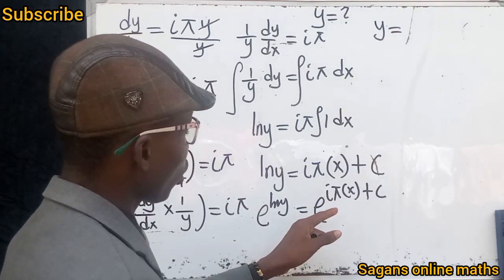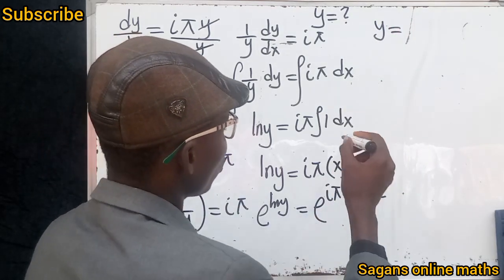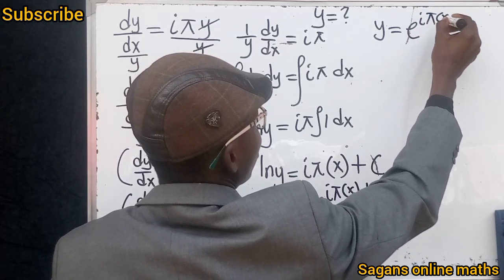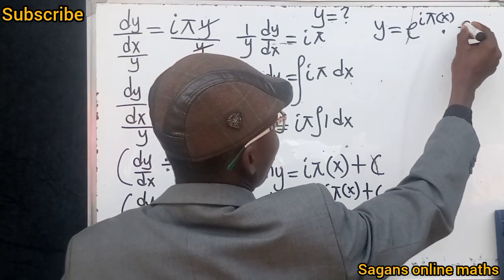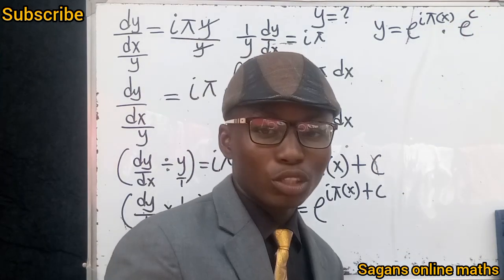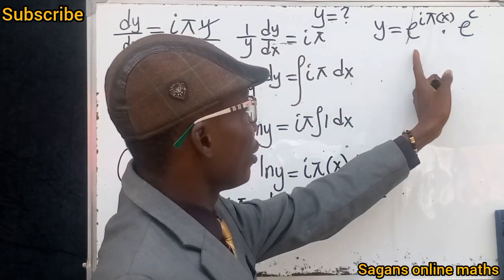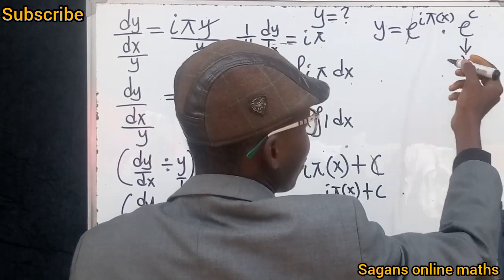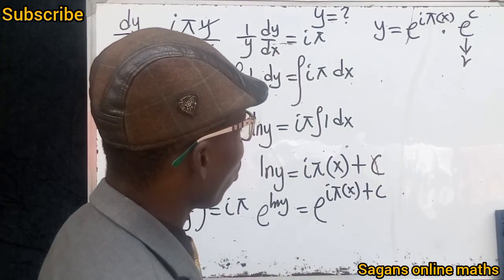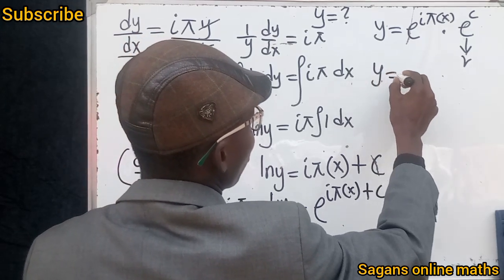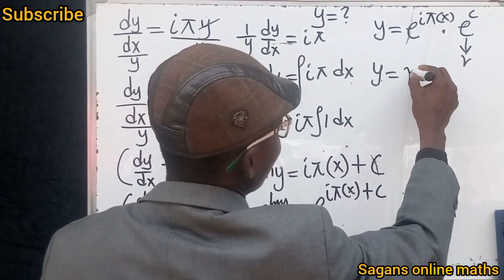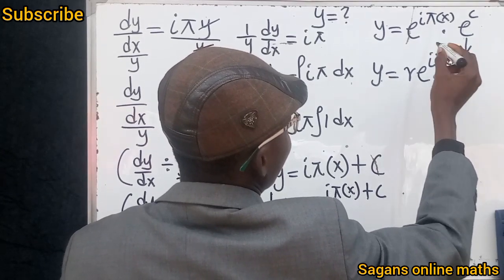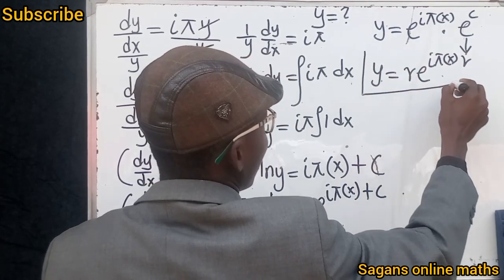Equals, now by one of the properties of indices, we can do something here. This is e raised to the power of the imaginary unit multiplied by pi x, multiplied by e raised to the power c. If you obey the properties of indices very well, you know that you're obeying the law of indices here. Now let this e to the c be A, because it represents an arbitrary complex constant. So now y is equal to A e raised to the power of the imaginary unit multiplied by pi x. And this is just the solution to this particular problem.